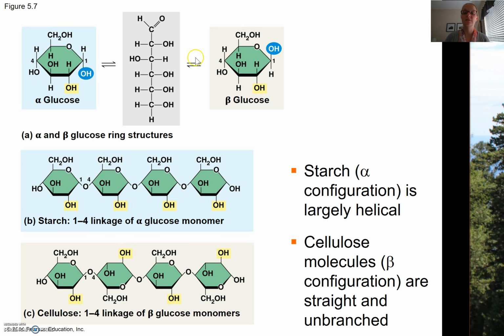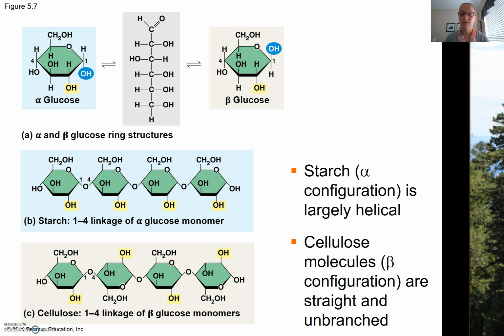On the other hand, if we take a look at the beta glucose form, and again we pull out that ring structure, that hydroxyl group attached to the first carbon is going to be on top of the ring. Only difference. So when we compare starch and cellulose, starch is going to end up using the alpha glucose monomers, whereas cellulose uses the beta glucose monomers.